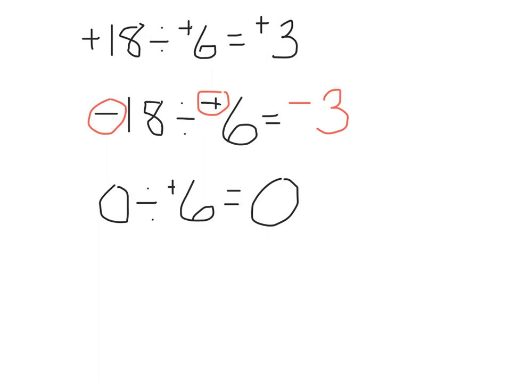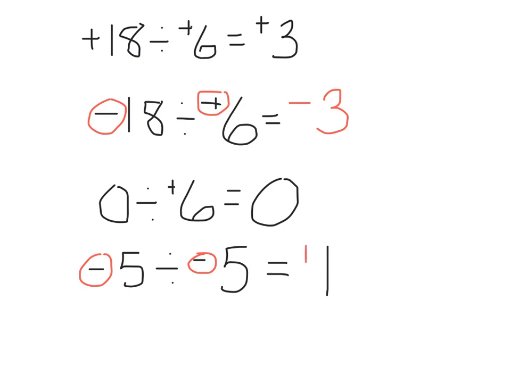So remember, we just look at the signs, and if they're like, then the answer is positive. If they're unlike, the answer is negative. So if we have negative 5 divided by negative 5, we know 5 divided by 5 equals 1, but we take a look here and we have one negative sign and one negative sign. So they're like signs, so that means it's going to be positive because they're like signs.